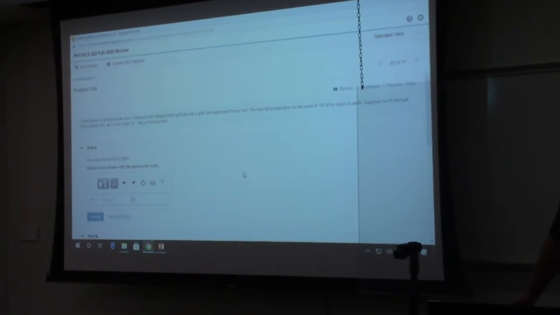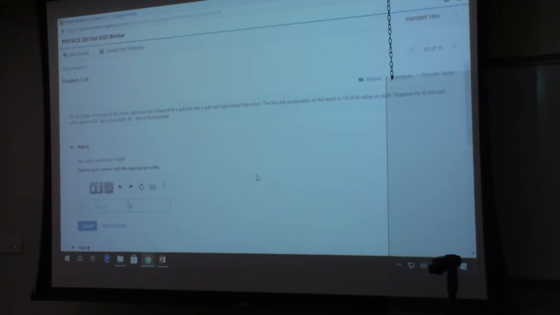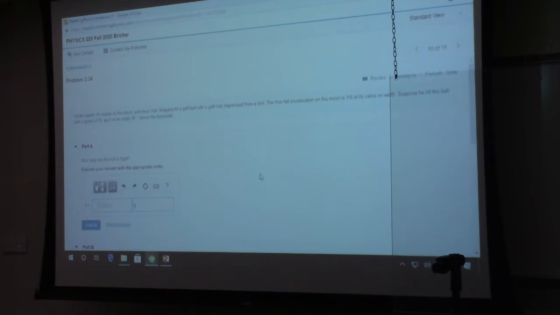The Apollo 14 mission to the moon, astronaut Alan Shepard hit a golf ball with a club improvised from a tool. The free fall acceleration of the moon is 1/6, so 9.8 divided by 6. I actually think I had that number wrong. Suppose he hit the ball with a speed of 23 at an angle of 36. How long is the ball in flight? And how far did it travel? Okay, so again, you might have slightly different numbers than this, but we'll do the problem with my numbers.